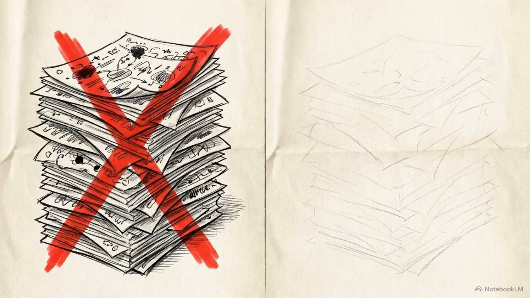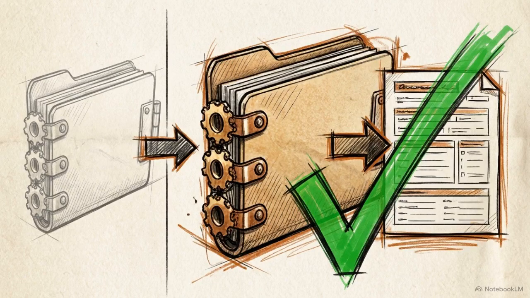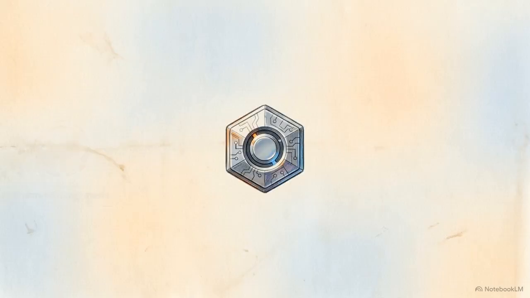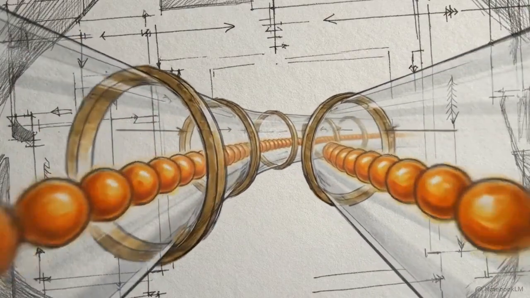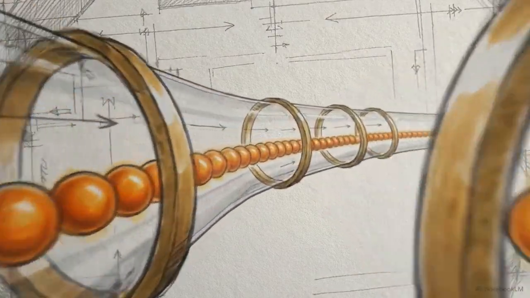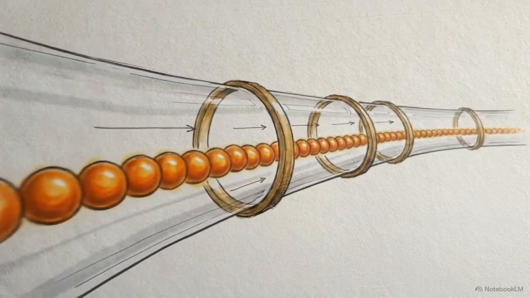The left panel shows the common way of using AI: manual, repetitive, and disorganized. The right panel shows the automated workflow we just built, where data goes in and a finished report comes out. By combining token management, the RCTF framework, and project workspaces, you solve the problem of session limits while increasing the quality of your results. This allows you to stop using the platform as a simple search engine and start managing it as an automated employee handling your data pipelines.